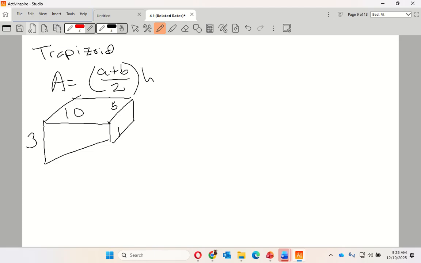So my area is going to be right here. Let's see. Volume is going to be my B1, my height, h, times my width.